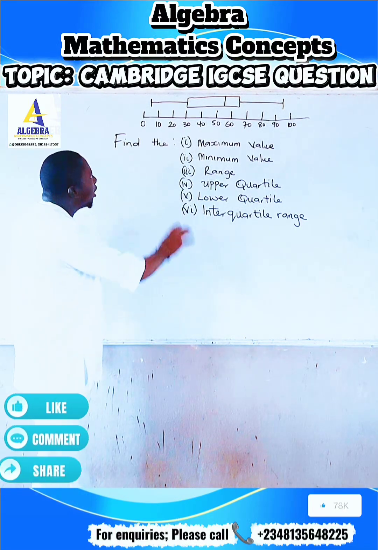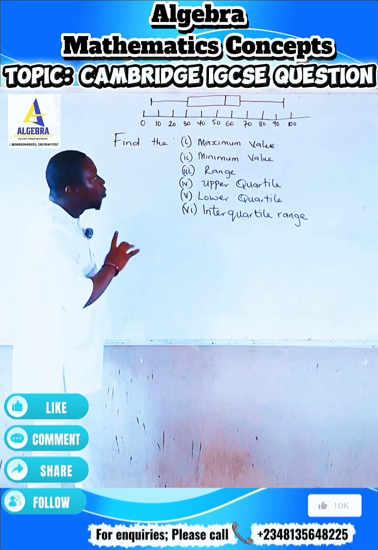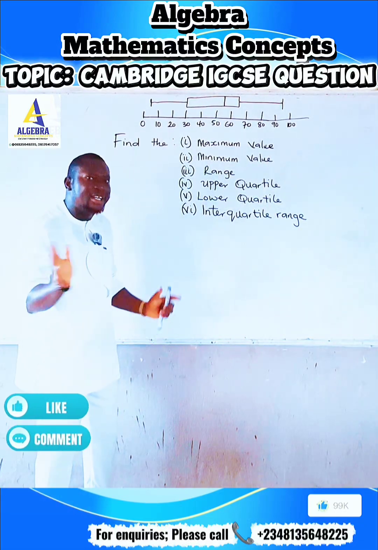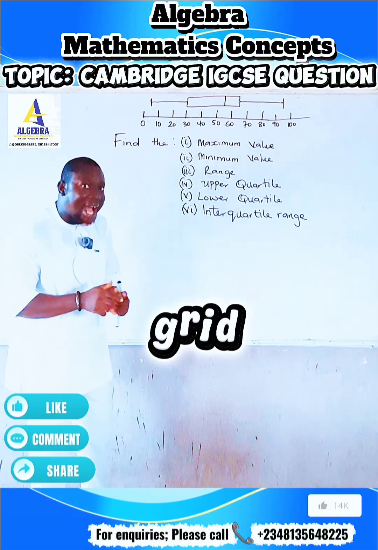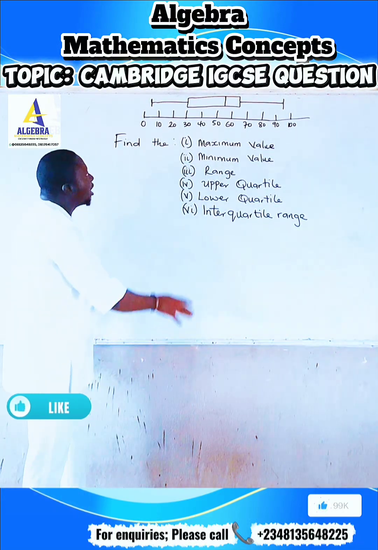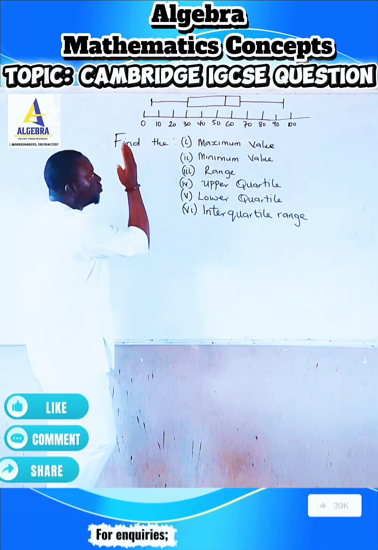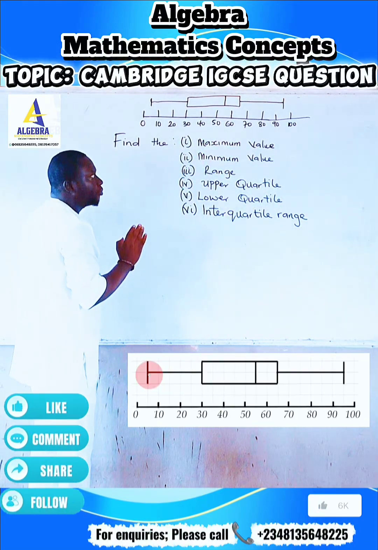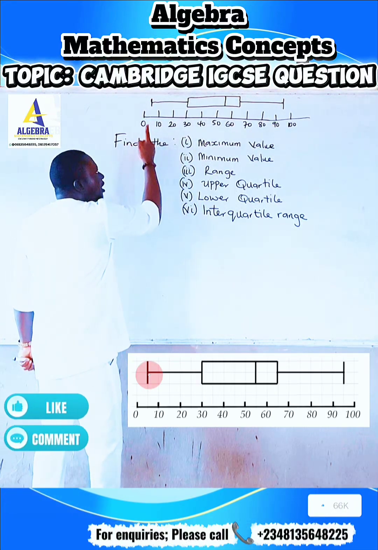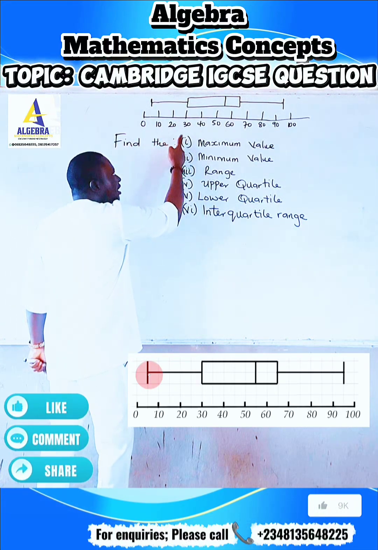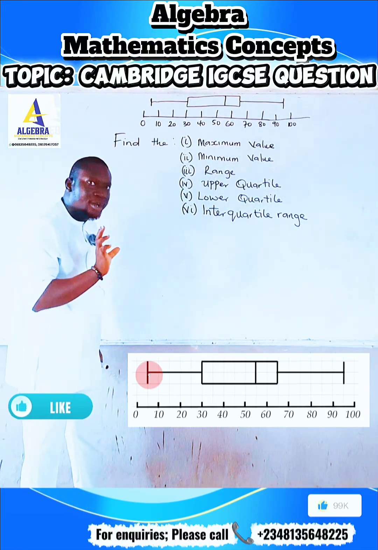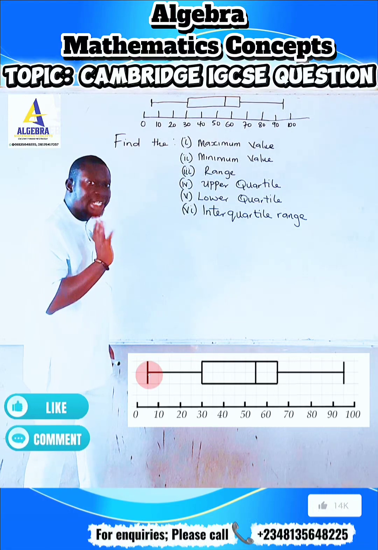Look at it. Now, if you look at the grid, when I say grid, I'm talking about graph. In Nigeria we call it graph, but outside Nigeria it's called grid. So when you hear me say grid, I'm talking about graph. Now if you look at this grid, it's from 0 to 100. In between 0 to 10, 10 to 20, 20 to 30, 30 to 40 is 5, if you study the order of the graph.